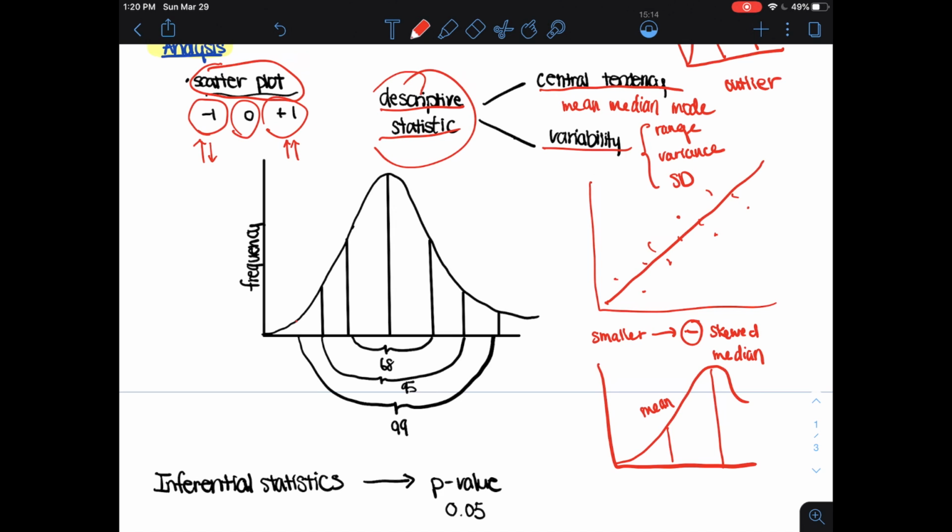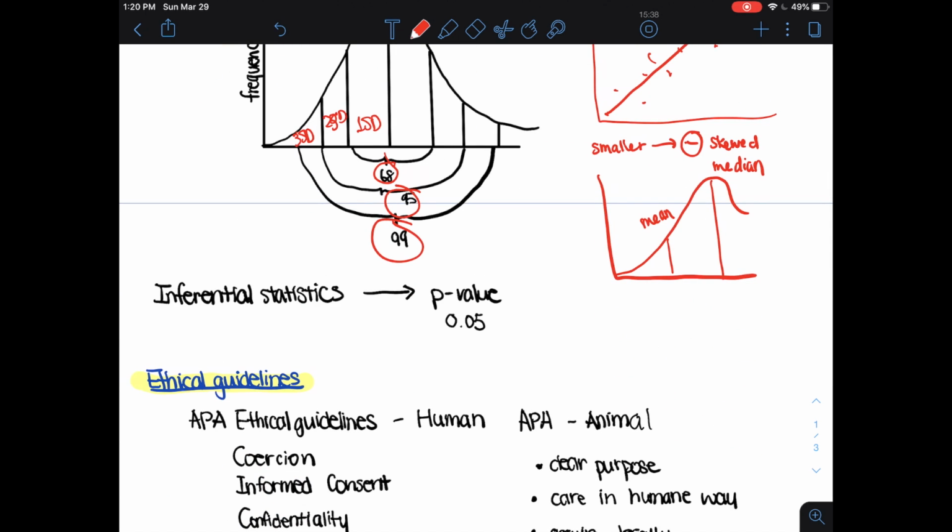This is a normal distribution curve. We can see that for the majority of the experiments done by psychologists, 68% of the numbers fall within one standard deviation, 95% of statistics fall within two standard deviations, and 99% of the statistics fall within three standard deviations.